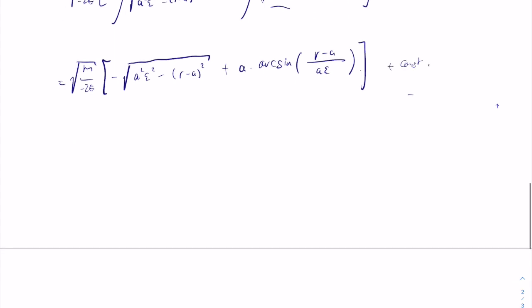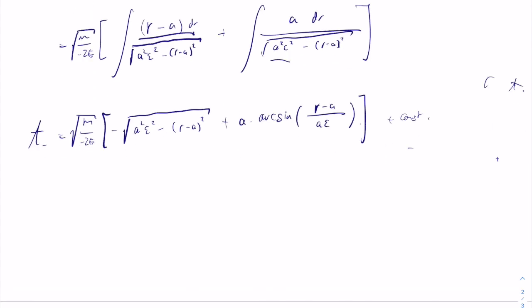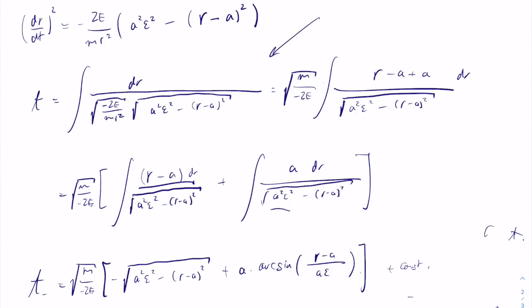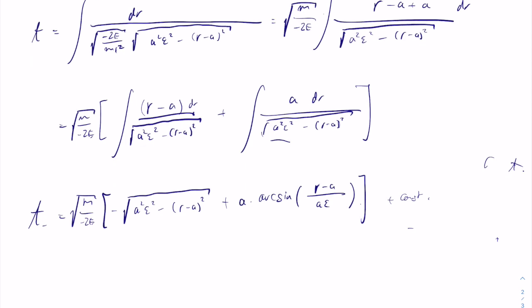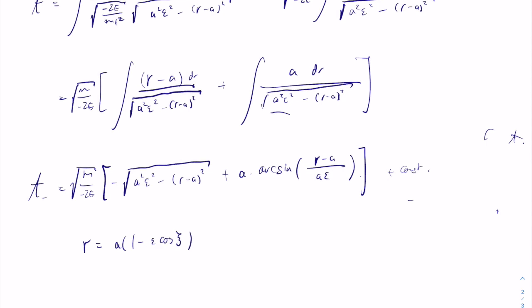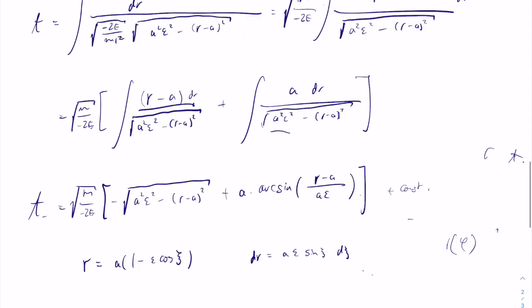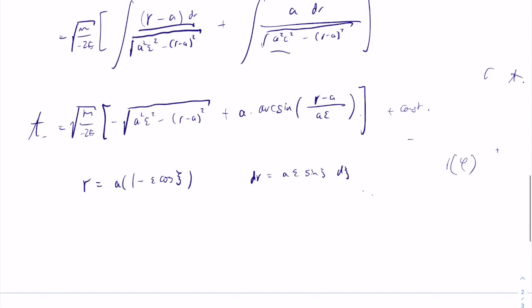But the problem is, it's an ugly expression, and we cannot solve explicitly for r and t. And therefore, what we're going to do is parameterize the integrals in such a way that we get a nicer relationship between t and r. So we're going to substitute for r: a times 1 minus epsilon cosine of xi. And doing that, we'll get a result that looks better.